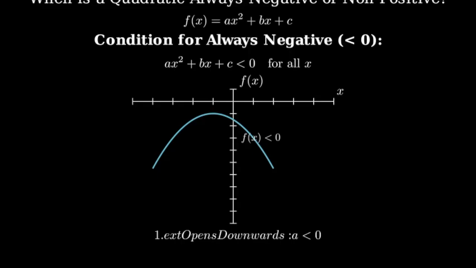Secondly, if the parabola opens downwards but still crosses or touches the x-axis, there will be x values where the function is 0 or positive. To ensure it's always negative, it must never touch or cross the x-axis. This means the quadratic equation ax squared plus bx plus c equals 0 must have no real roots. The condition for no real roots is determined by the discriminant, b squared minus 4ac. For no real roots, the discriminant must be negative. So our second condition is b squared minus 4ac is less than 0.